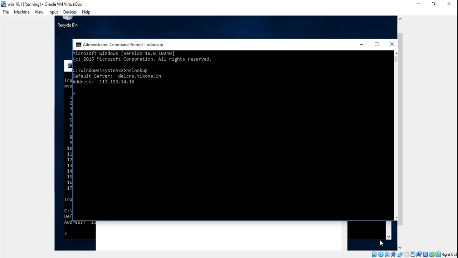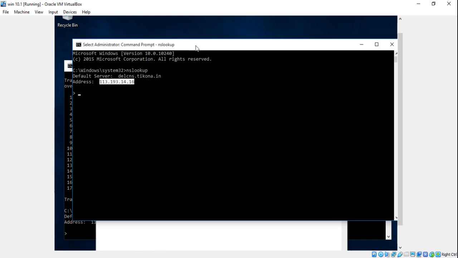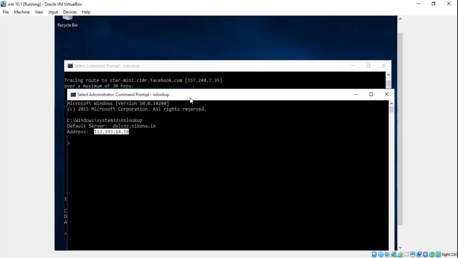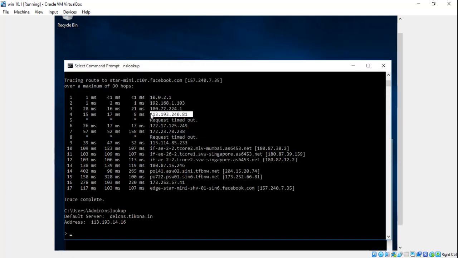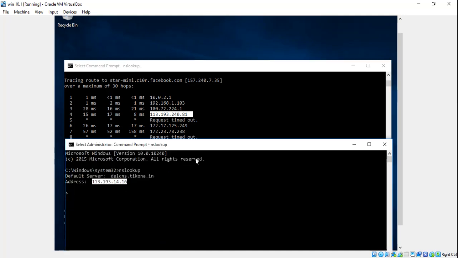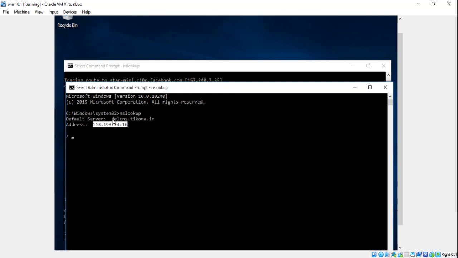Now if I type NSLOOKUP and hit enter, it's showing the default server, okay, that is delcns.ticona.in. So Ticona is my internet service provider, okay, and this is the default IP address. Now if you remember, we got this same IP address in our previous experiment, when we were tracing the route. See, this fourth IP address is the same as this one. Okay, so this is the name server for my computer.